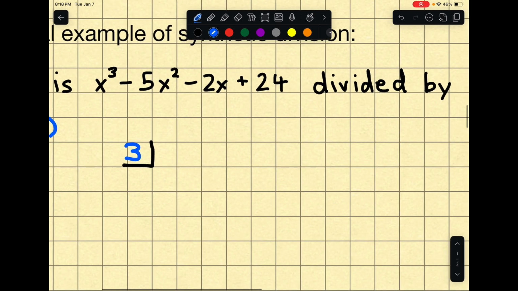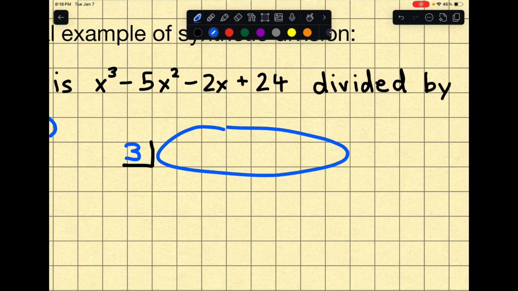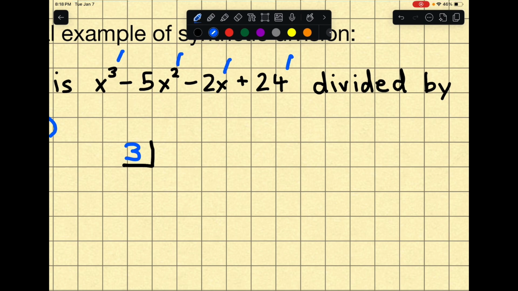So there's 3. Then we put in along this space the coefficients of the polynomial we're dividing into, which is our dividend. Now we don't have any missing powers of x. We've got x cubed, x squared, x, and then a constant, so we don't have to plug in any zeros as placeholders. This first term, x cubed, has an implied, understood coefficient of 1. So this would be 1, negative 5, negative 2, and 24. All right, we're going to put our line under here, and then we start the process.